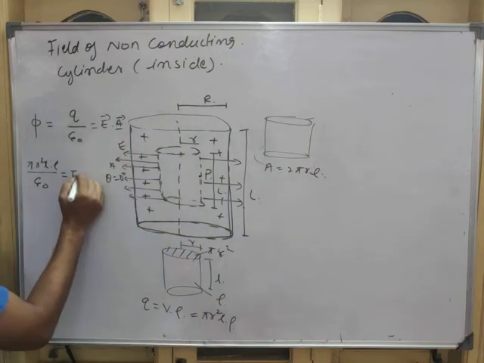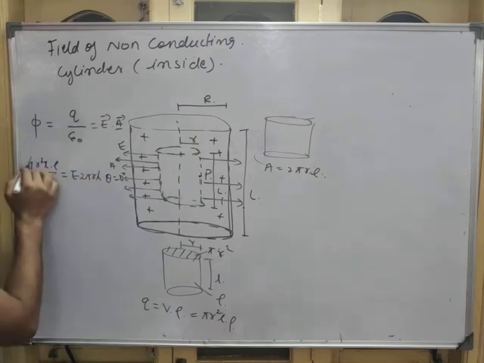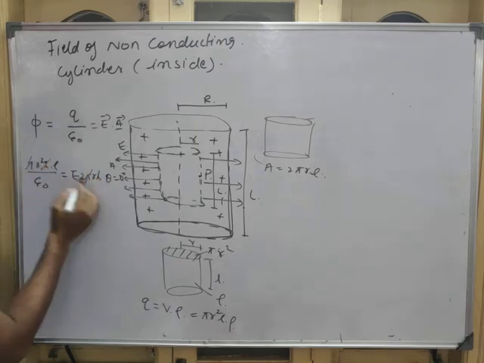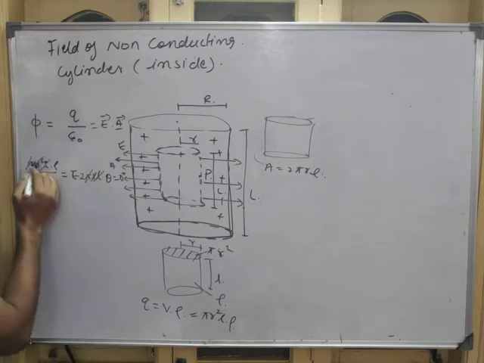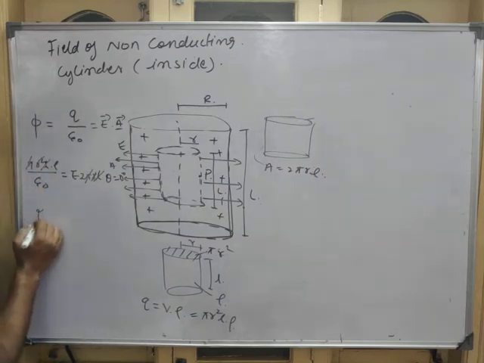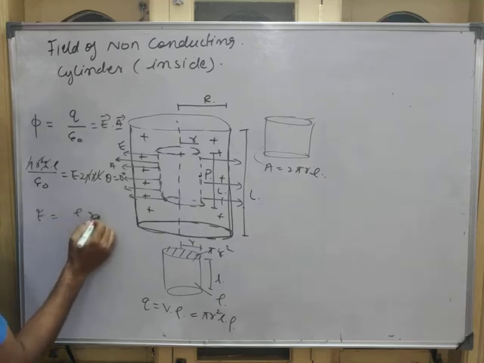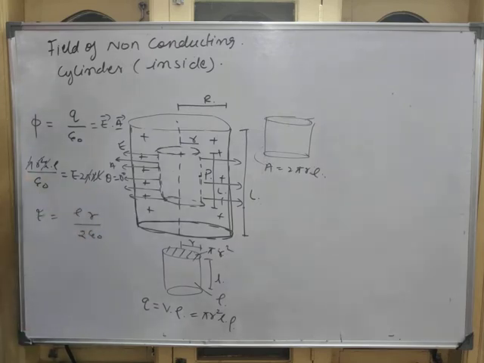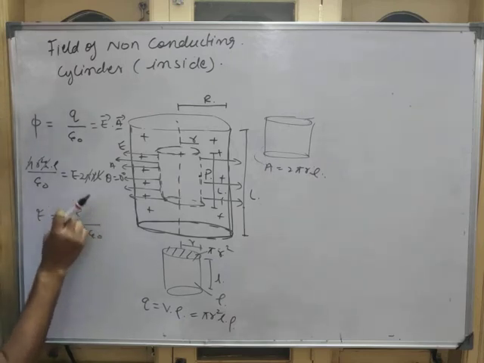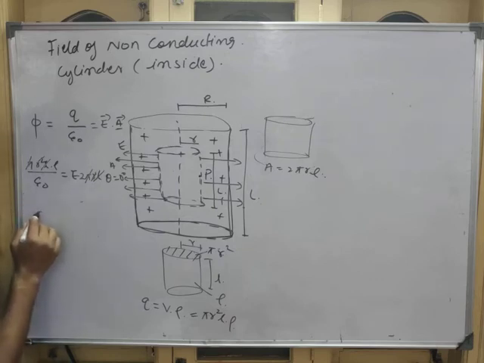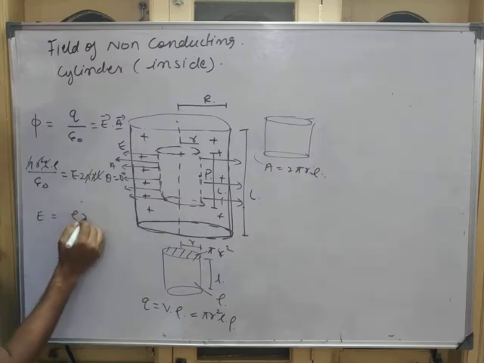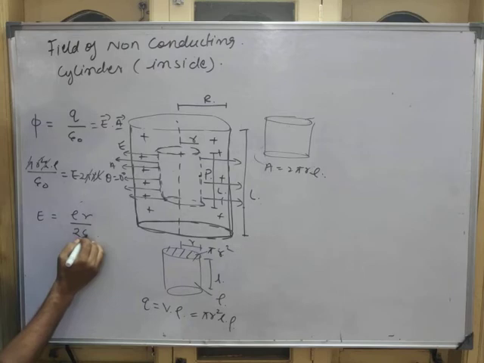So now we can write 2 pi r l, right? Pi and pi will be cancelled, L and L will be cancelled, and one r will be cancelled here. So we can say E is equal to rho r by 2 epsilon, right?